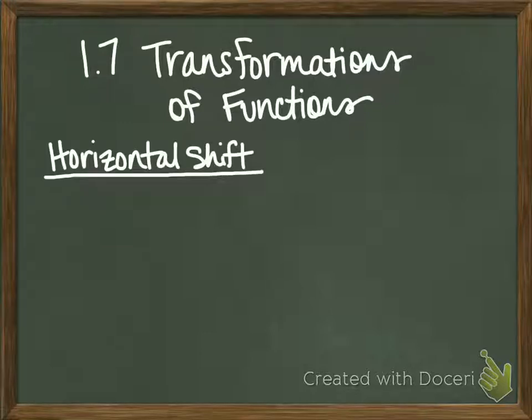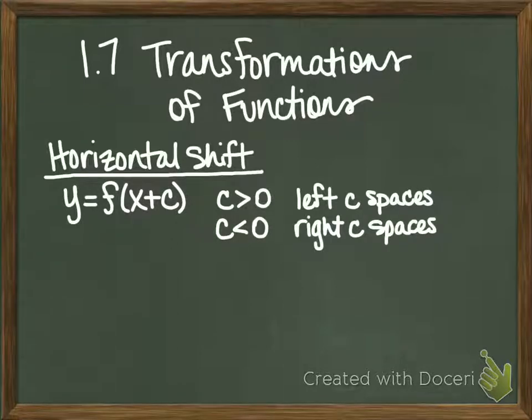Okay, so first, a horizontal shift is when you see a number in parentheses with an x. When that number is greater than 0, that's a shift to the left C spaces. When that number is less than 0, that's a shift to the right C spaces. So I always think that it's the opposite of what you think it's going to be, because in the parentheses, if it's x plus 5, then it's going to go to the left 5 spaces. If it was x minus 3, then it would go to the right 3 spaces. So when it's in parentheses, remember it's the opposite of what you think.